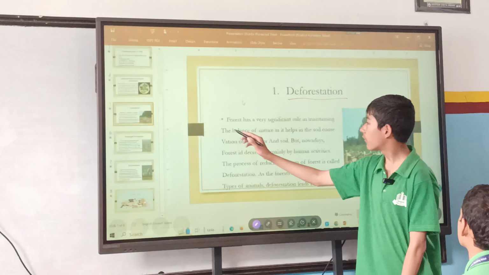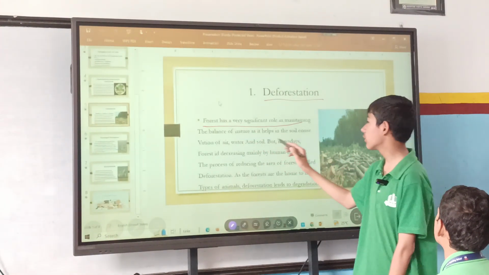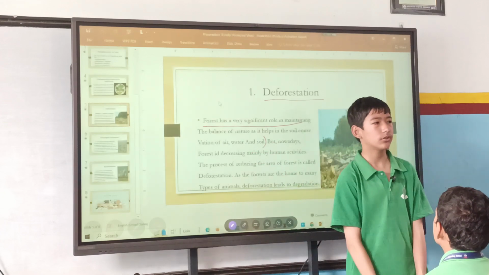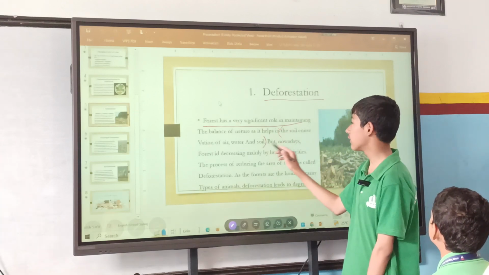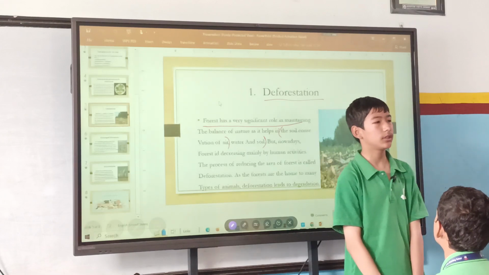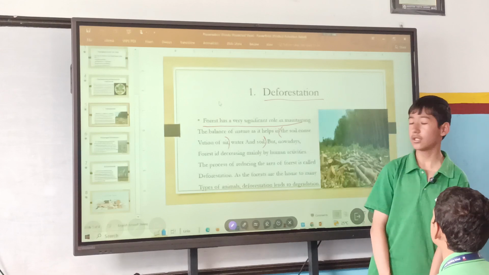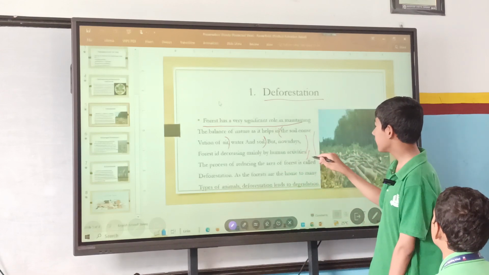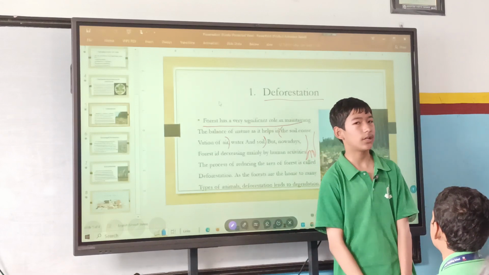loss of habitats. Forest has a very significant role in maintaining the balance of nature, as it helps in the conservation of air, water, and soil. So forest has a huge role in the development of our biodiversity and country also. We all know that we are suffering from natural disasters nowadays, like landslide and flood. They all are because of deforestation, as we know that the roots of the trees help in maintaining or balancing the soil, which prevents us from landslide and floods.